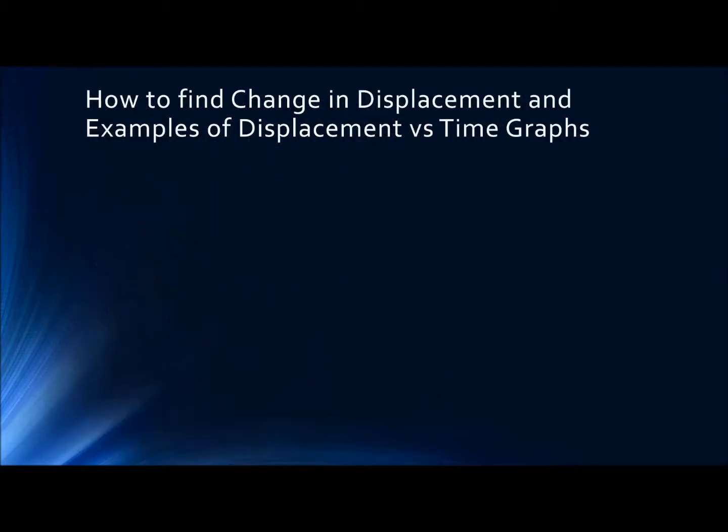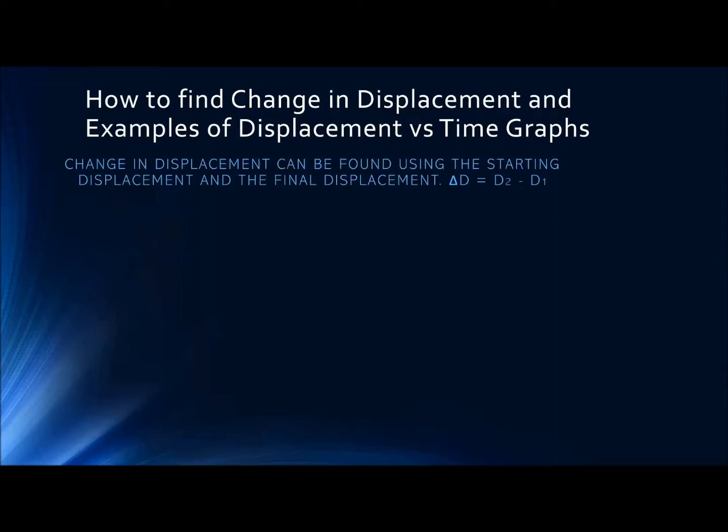Next, how to find change in displacement and examples of displacement versus time graphs. The change in displacement can be found using the starting displacement and the final displacement, using the equation change in d equals d2 minus d1.